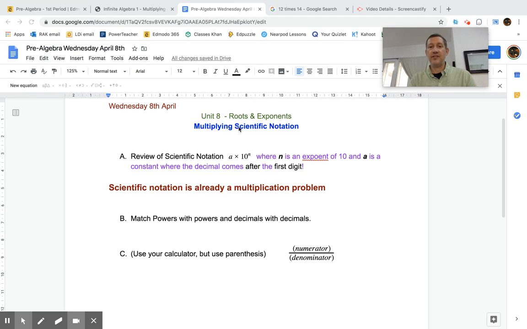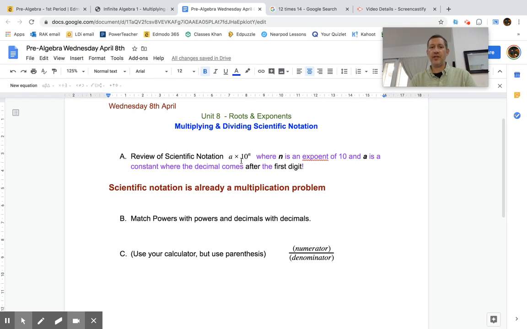But today we're going to talk about using scientific notation by multiplying it and dividing it. Actually, I should write the word divide here too. Multiplying and dividing. Okay. If you're taking notes, which I hope you are, this might be a good time to write down our A, B, and C. Give yourself a little bit of space.